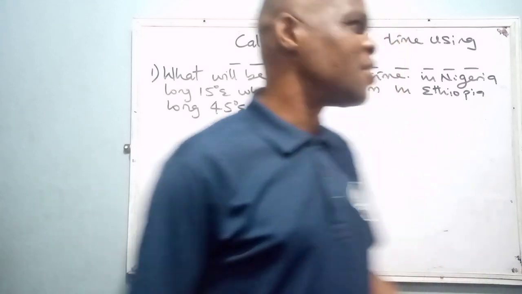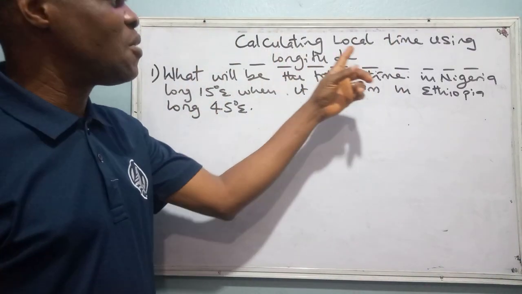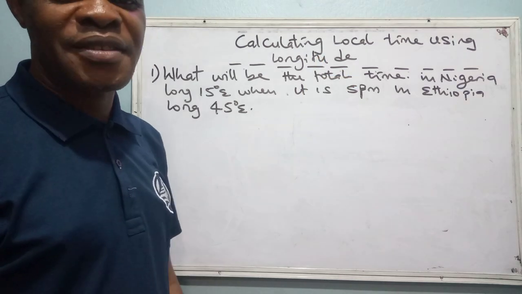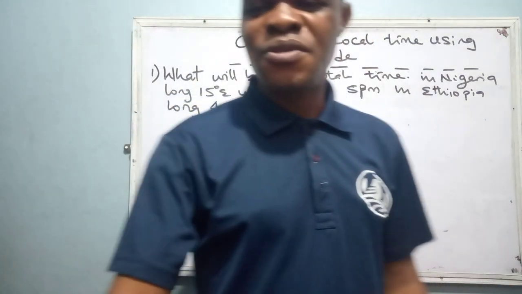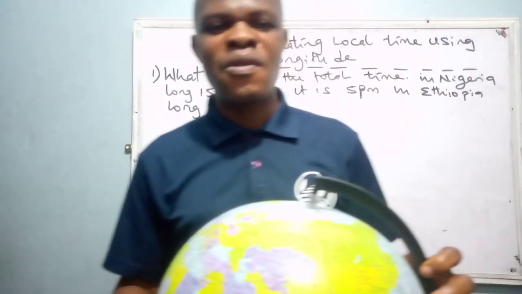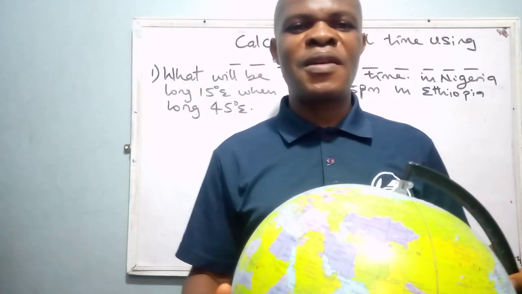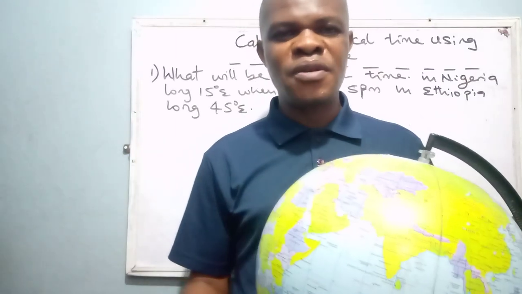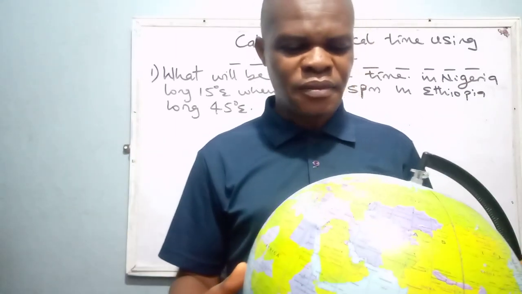And the topic we'll be treating is calculating local time using our longitudinal differences. So I would like to show you a few things from our globe. This is our globe. It shows all the different countries of the world, including the continents.